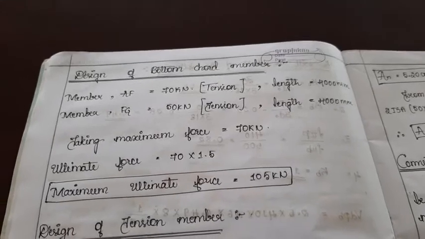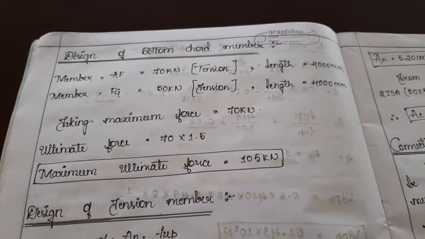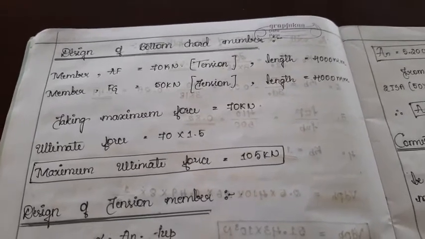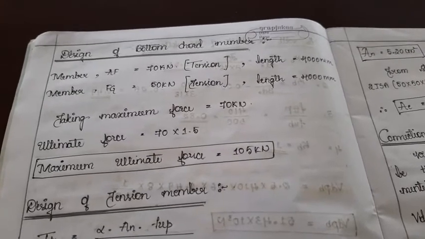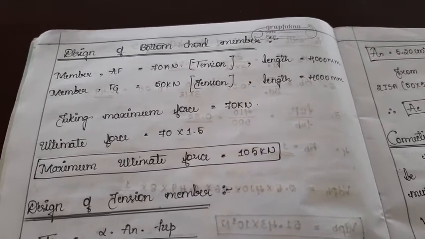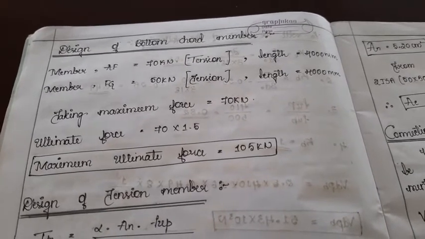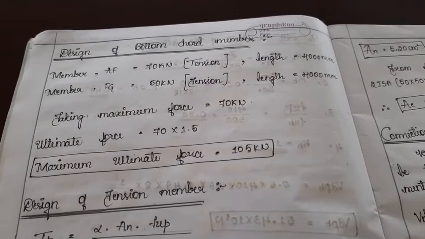In the previous class, we studied the top chord member. In this one, let us learn how to design the bottom chord member. The bottom chord members are AF and FG. The AF value is 70 kilonewton and the FG value is 50 kilonewton. Both are positive values, hence they are tension members.